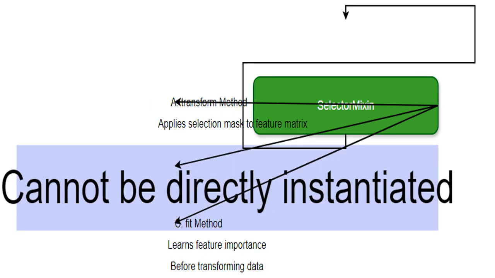The fit method is where the magic happens. Before SelectorMixin-based feature selectors can choose the best features, they need to learn which ones are important. The fit method does this learning process. Think of it as training a dog. Before the dog can perform a trick, you need to train it. Similarly, before your feature selector can choose features, it needs to be trained with the fit method.